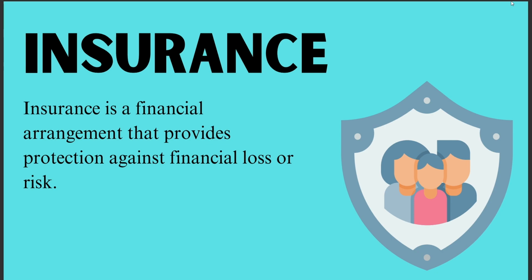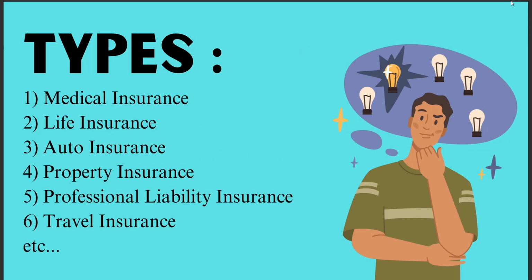So insurance is nothing but a financial arrangement that provides protection against financial loss or risk, right? Basically, there's a policyholder. That policyholder will pay some premium to the insurance company, and then the insurance company will provide the policyholder the coverage against some specified risk or incident, right? So that's insurance. Insurance is also basically about distributing the risk over a large population.